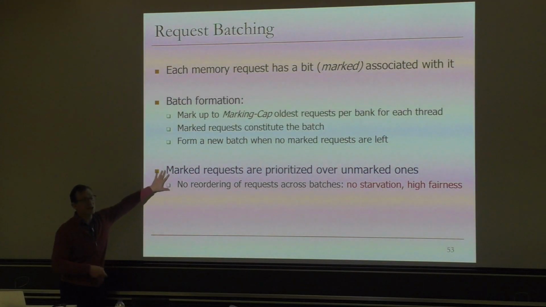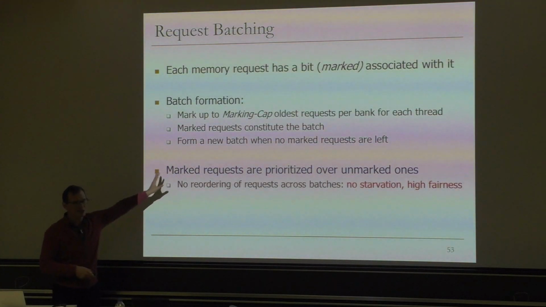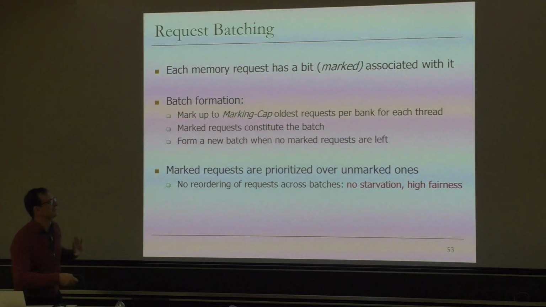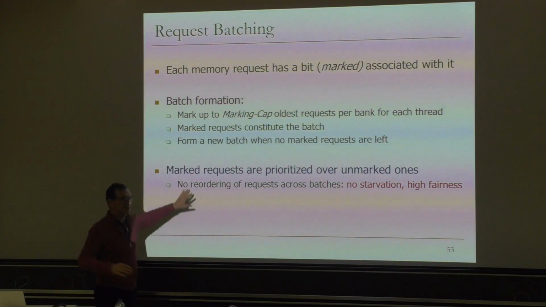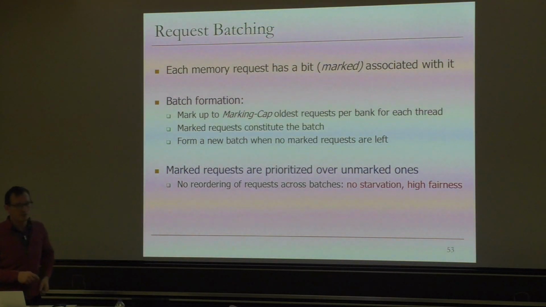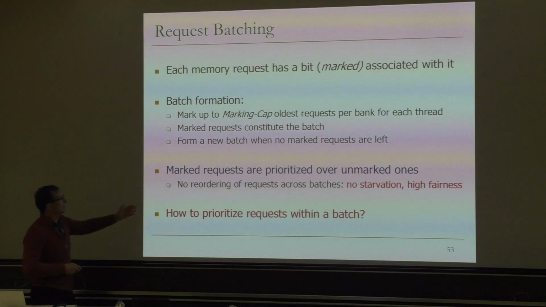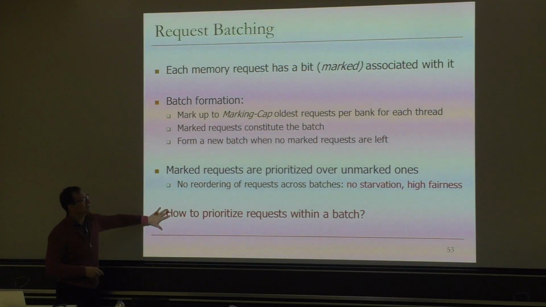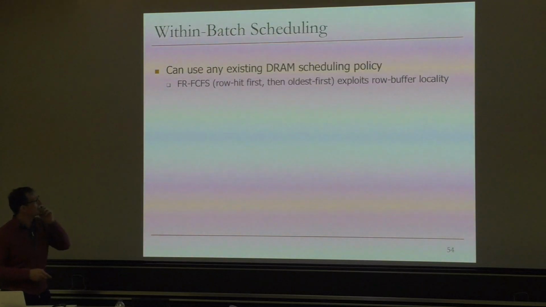Starvation is clearly guaranteed by batching. Fairness is not guaranteed because fairness is a different definition, right? Starvation is no request starves. If you operate using batches, no request starves. You can guarantee that easily. Fairness is helped by batching, empirically. Of course, the key question is how do you prioritize a request within a batch now? Let's take a look at that.